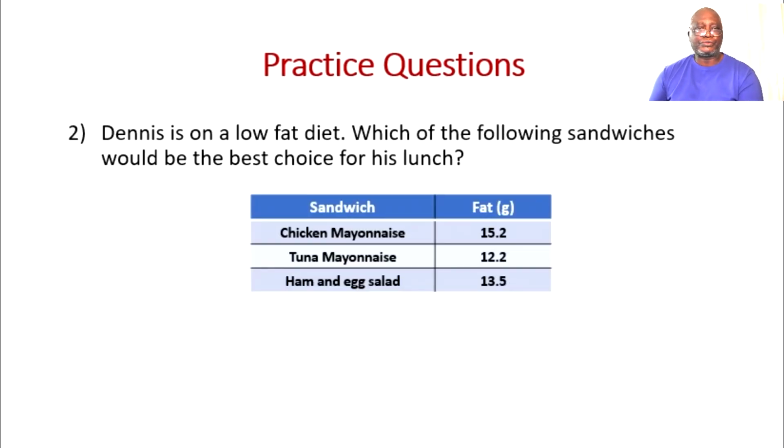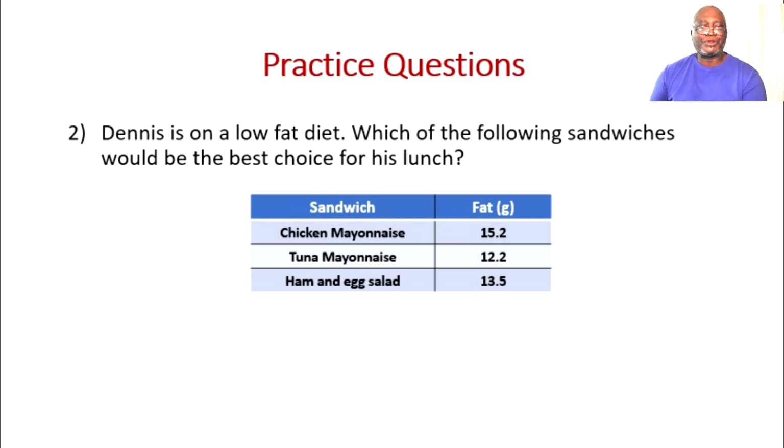Practice question 2. Dennis is on a low-fat diet. Which of the following sandwiches would be the best choice for his lunch? Chicken mayonnaise, tuna mayonnaise, ham and egg salad. Obviously, he will need a low-fat sandwich. So I think you can answer this question very easily.